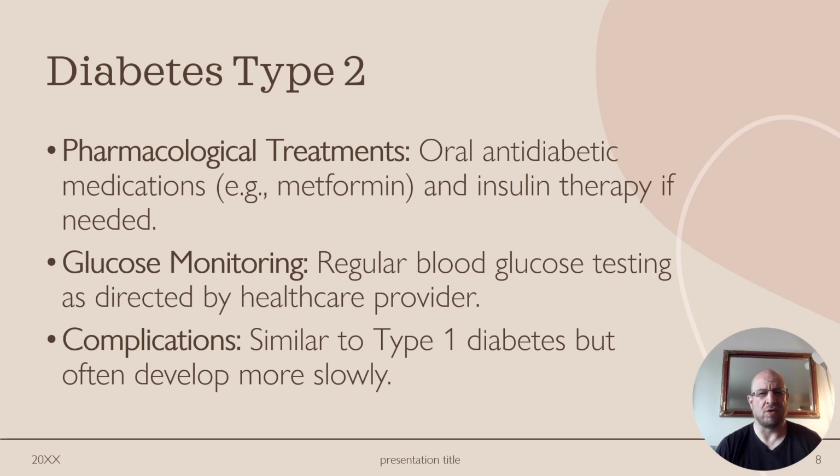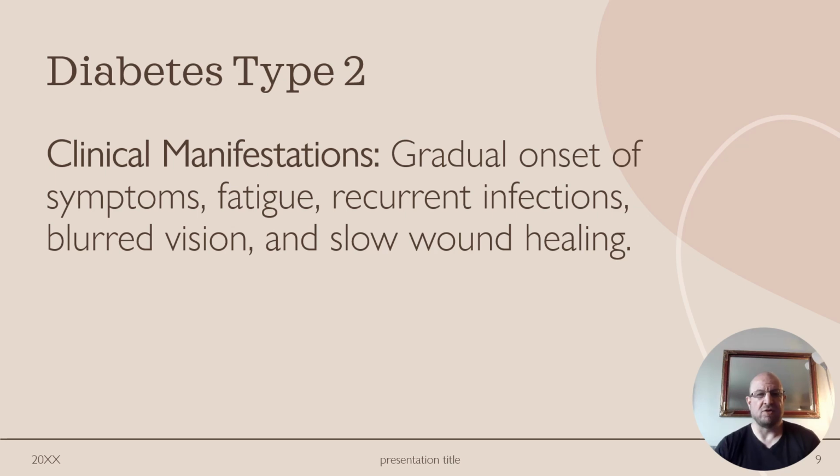Pharmacological treatments include oral anti-diabetic medications like metformin or glipizide, insulin therapy if needed, and there are a lot of new medications out there as well. Glucose monitoring: regular blood glucose testing is directed. Some complications are similar to type 1, but often develop a lot more slowly. Clinical manifestations: a gradual onset of symptoms, fatigue, recurrent infections, blurred vision, and slow wound healing. Most adults that develop type 2 diabetes really don't know it until they get checked out.